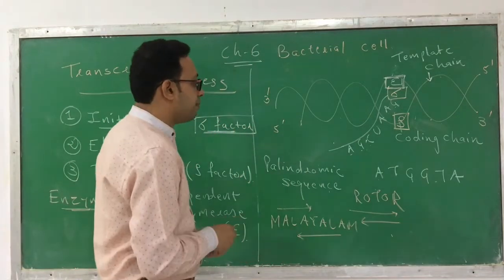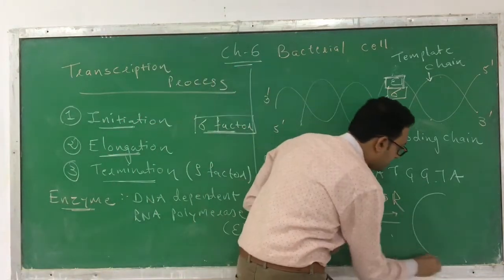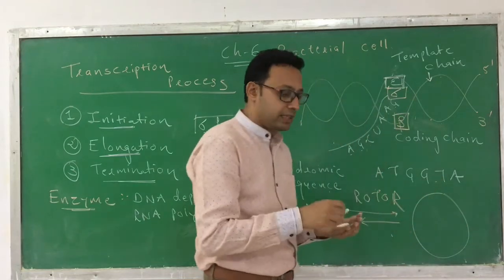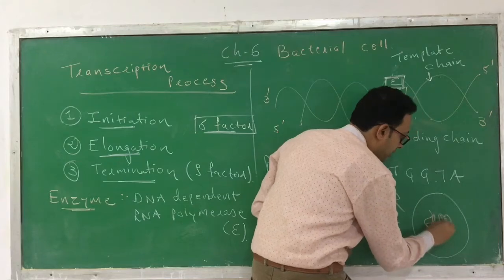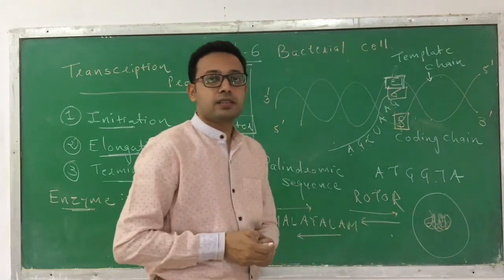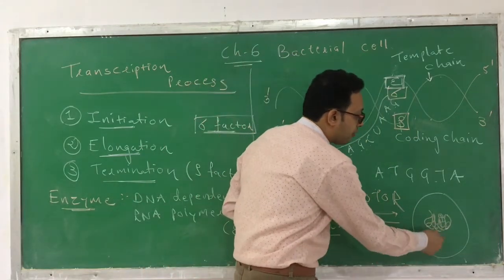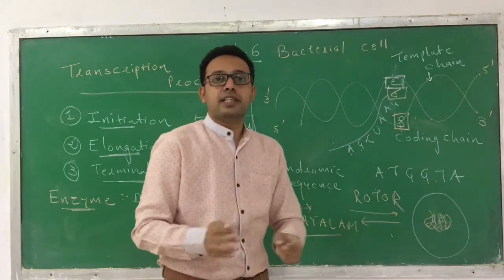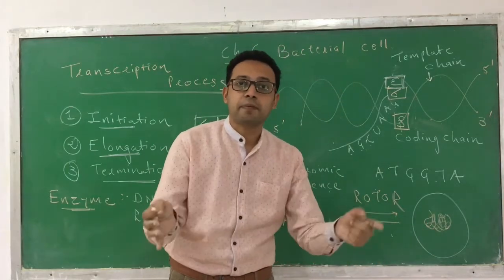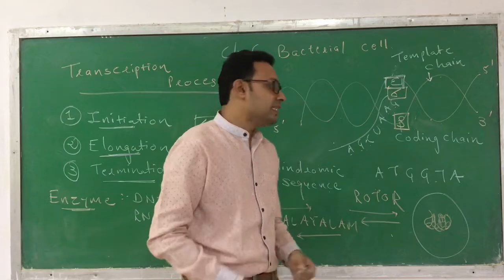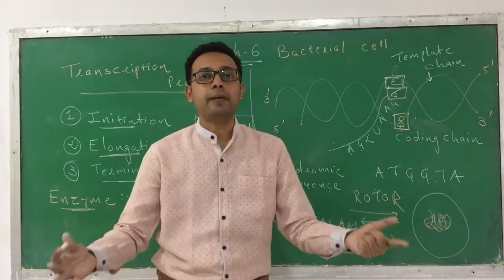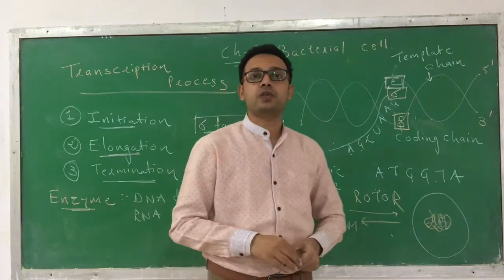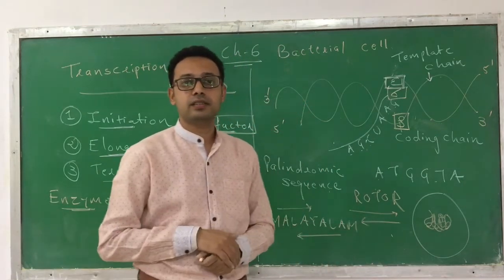But you know the structure of the bacterial cell. Assume that this is a bacterial cell. There is a nucleus, but the nuclear membrane is absent. So the cytoplasm and the nucleus are not separated by a boundary, which means the process occurs in the same compartment. So there is no more complexity in the case of the prokaryotic cell or the bacterial cell.